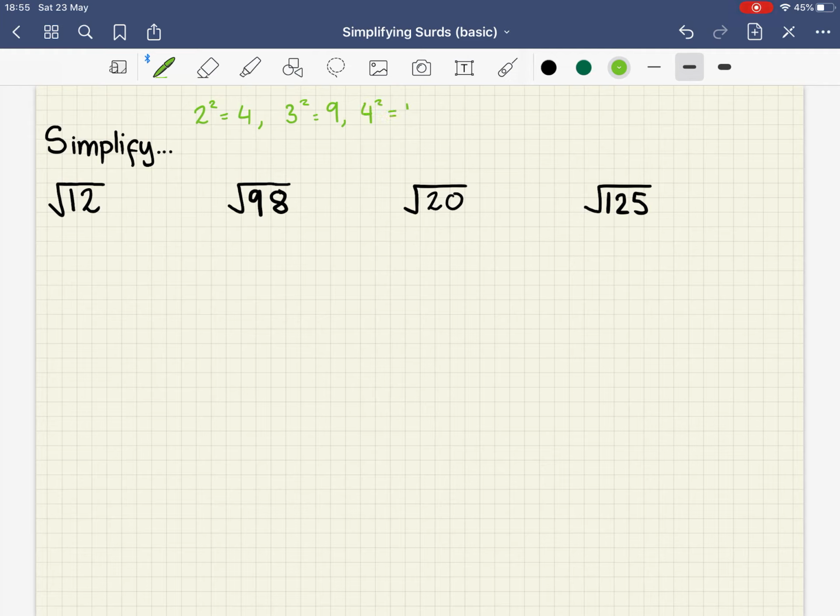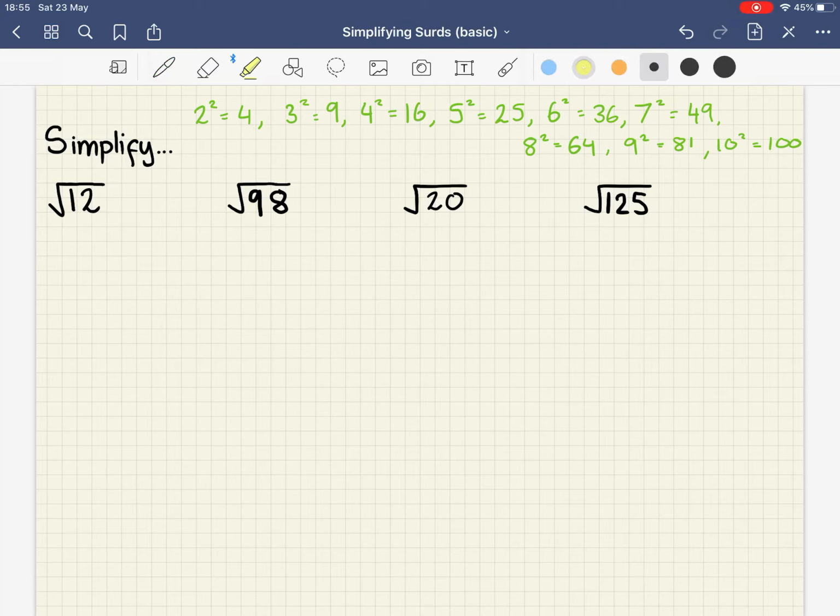4 squared is 16. 5 squared is 25. 6 squared is 36. 7 squared, 49. 8 squared is not 84, it's 64. 9 squared is 81. And 10 squared is 100. And very rarely do you need a square number bigger than that. So here's a list of our square numbers, and I'm just going to highlight specifically the square number in all of these.